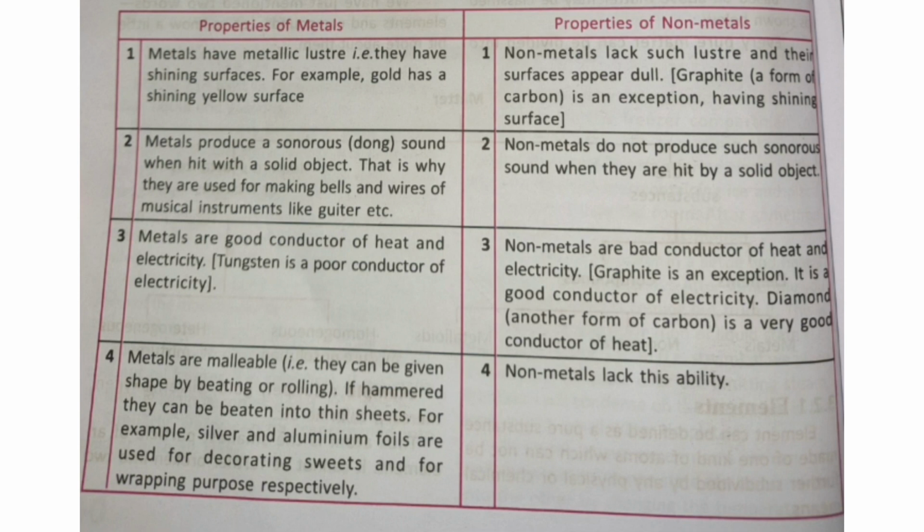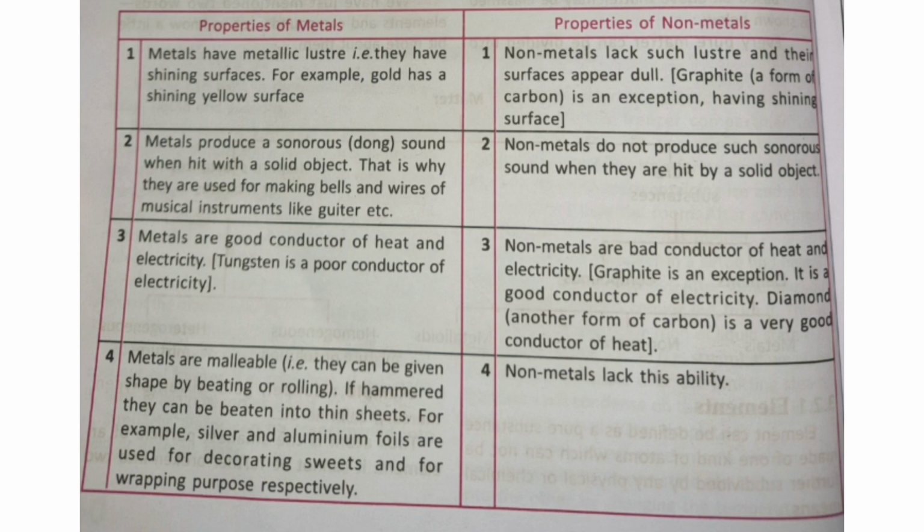The second point is sonority. Metals produce a sonorous sound when hit with a solid object. Sonorous sound means a bell-like sound, or dong sound. That is why they are used for making bells and the wires of musical instruments like the guitar. Non-metals do not produce such a sonorous sound when hit by any solid object. So this is the difference according to sonority.